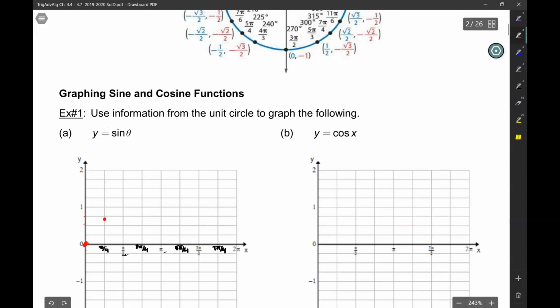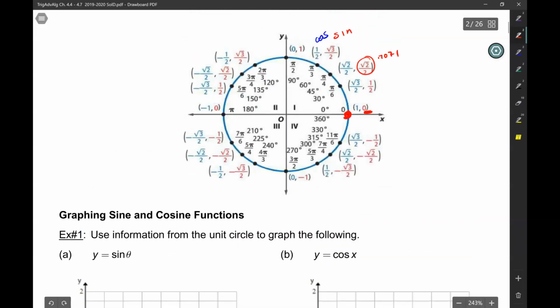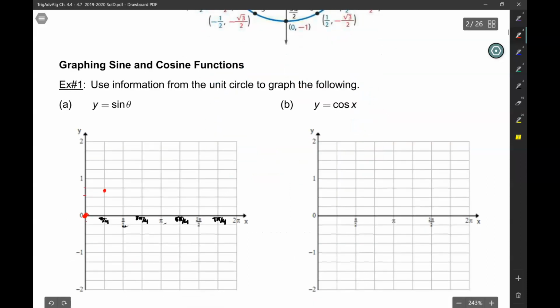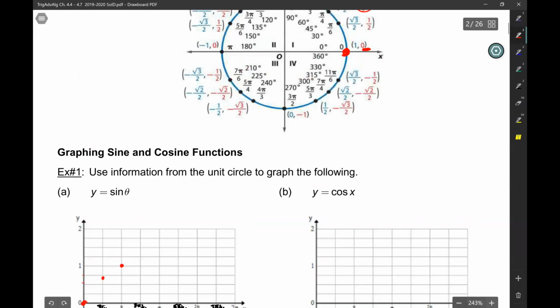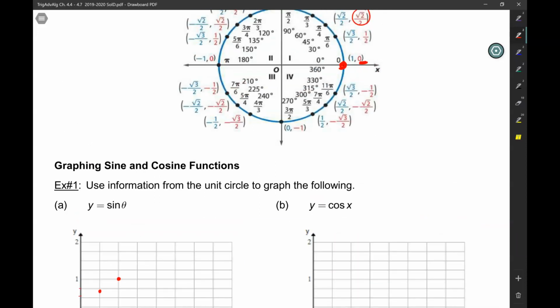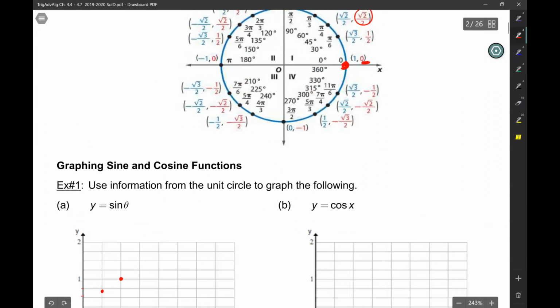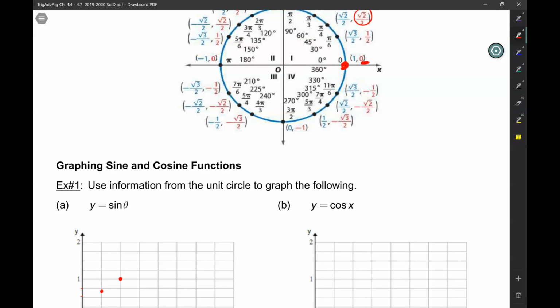Now, when the angle is pi over 2, how much is sine? Look on the unit circle. 1, this one. So when the angle is pi over 2, sine is 1. When the angle is 3 pi over 4, how much is sine? Why are we going around the entire unit circle? Because that's what we're going to do.